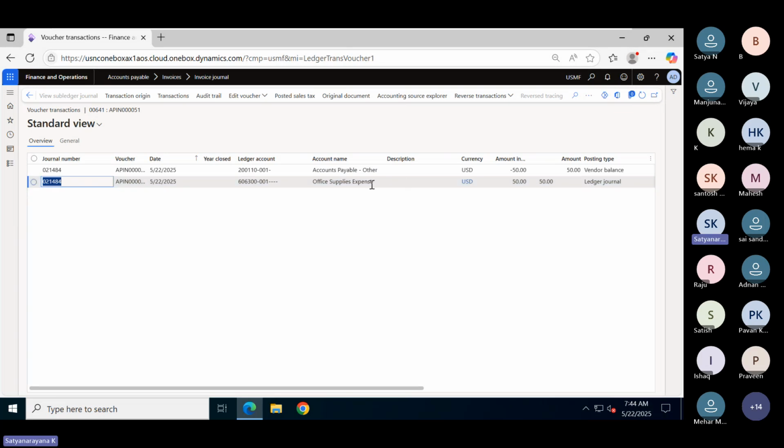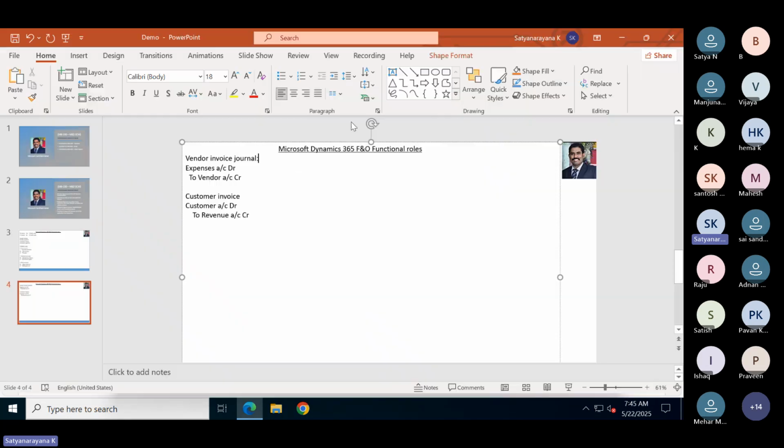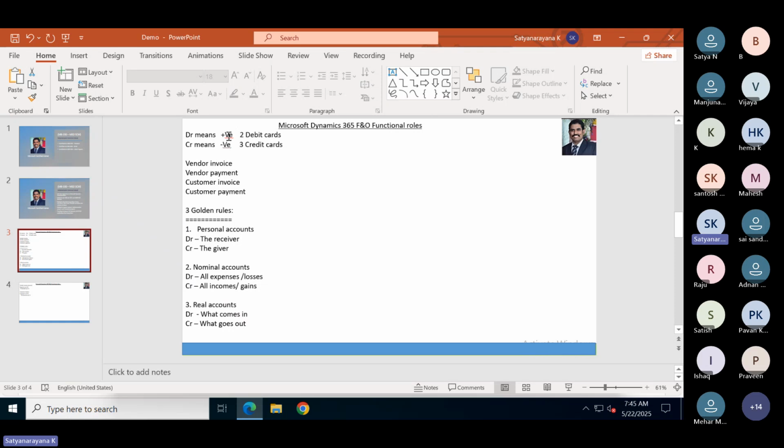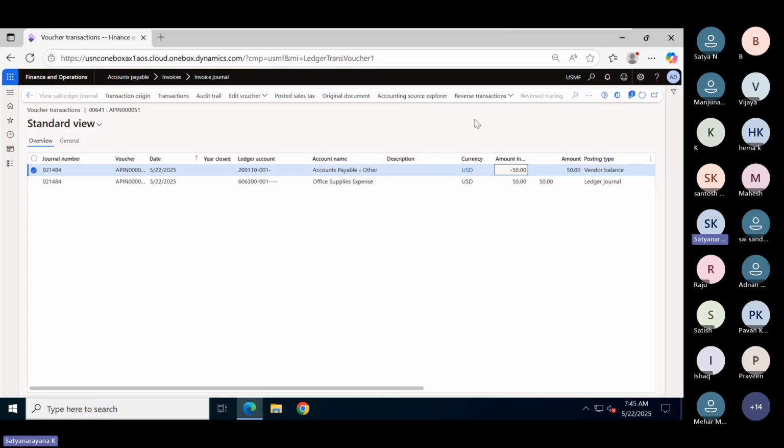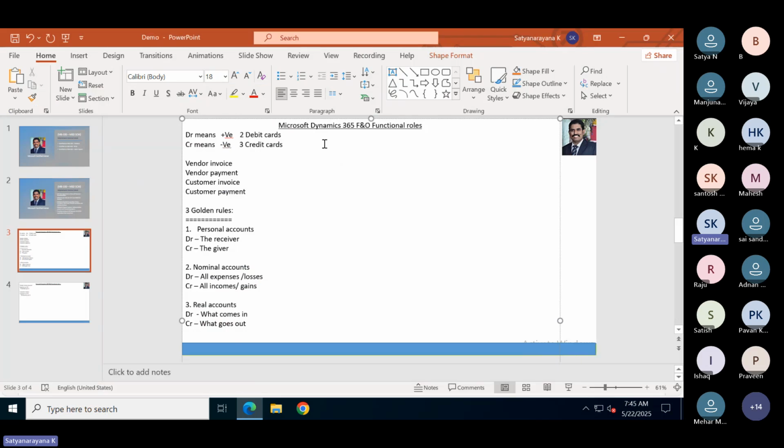expenses account debit to vendor account credit, minus. I told you it is minus, vendor account credit, because debit means positive, credit means negative. So credit negative, vendor balance negative. Now, how can I remember this debit and credit?